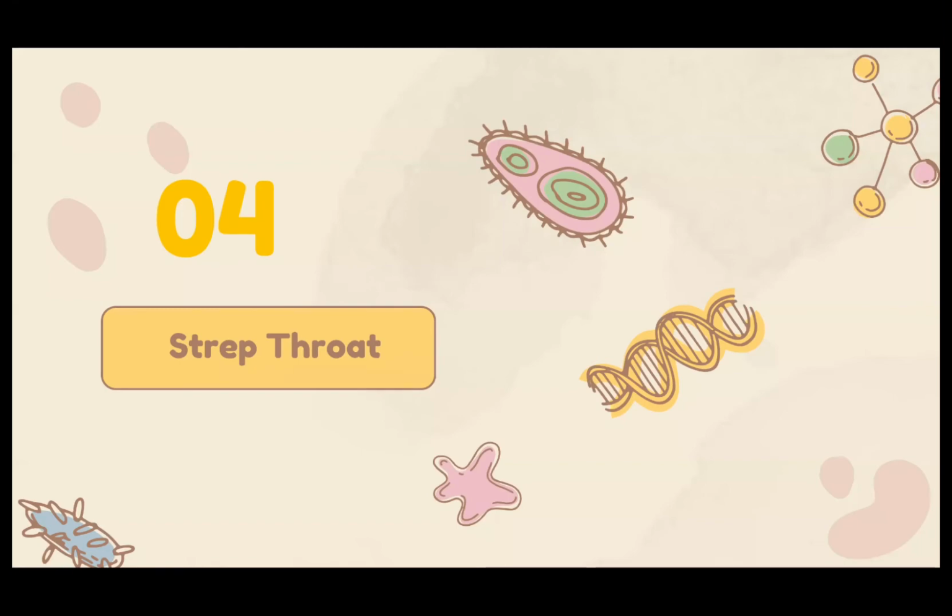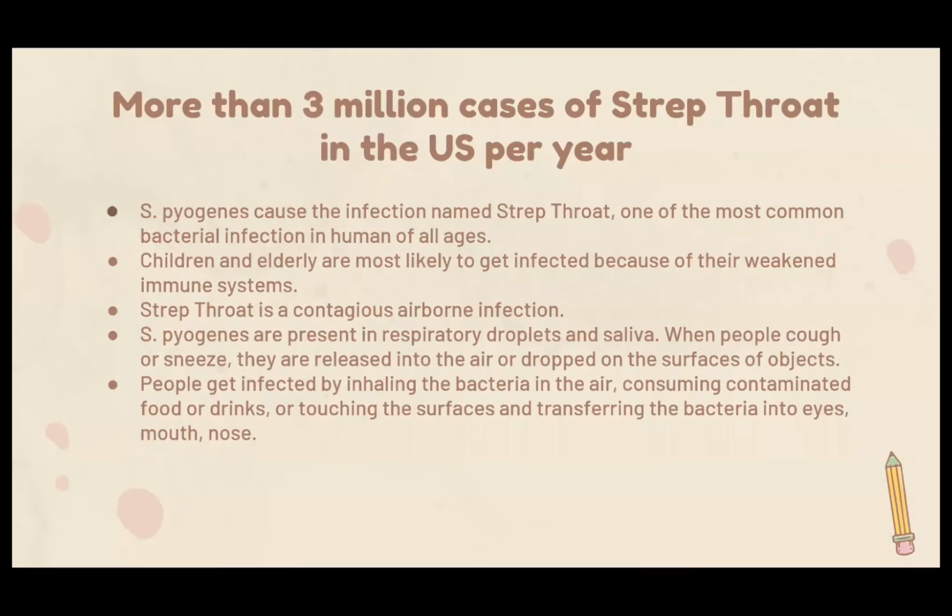In part 4, I'm going to talk about the disease strep throat. Just wanna let you know that there are more than 3 million cases of strep throat in the US per year. Streptococcus pyogenes causes the infection named strep throat, one of the most common bacterial infections in humans of all ages, especially children and elderly. So children and elderly are most likely to get infected because of their weakened immune system.